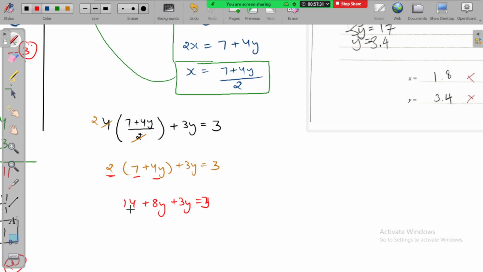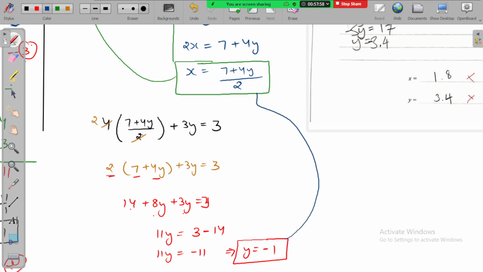Now what's the next step? 14 is a constant, so it will go towards the 3. And 8y and 3y will give you 11y. On the other side you get 3 minus 14, so 11y comes out to be negative 11, and then y will come out to be negative 1. Now what will we do with this negative 1? You have to substitute this in this equation, and you will get your x.